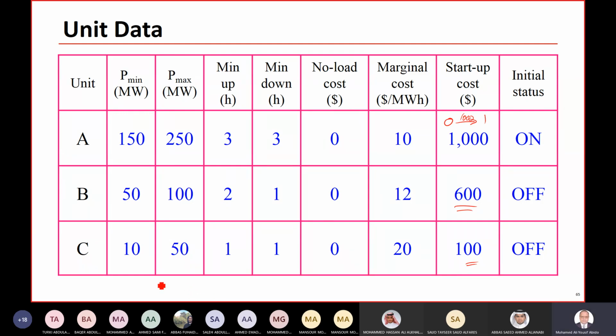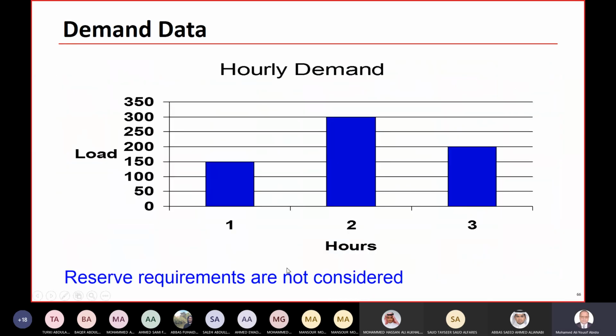The initial status of these units is 100. You have here 1, status 0, status 0. You start with this solution. Starting with it, let us schedule these units for a load level of 150 megawatt, the second load level of 300 megawatt, and the third load level of 200 megawatt. So you have 3 periods. For each period, you have a certain load you need to cover.